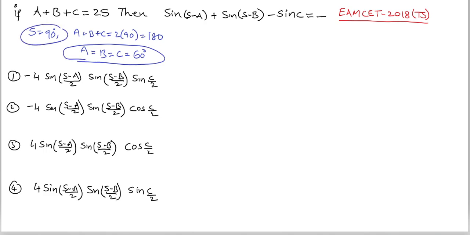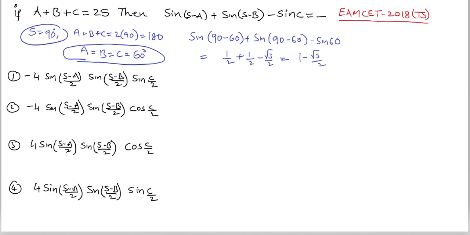That is sine of (s minus a) plus sine of (s minus b) minus sine c, that is sine of (90 minus 60) plus sine of (90 minus 60) minus sine 60. That is equal to sine 30, 1 by 2, plus sine 30, 1 by 2, minus sine 60, root 3 by 2. That is equal to 1 by 2 plus 1 by 2, that is 1 minus root 3 by 2. And substituting these values in the options also.